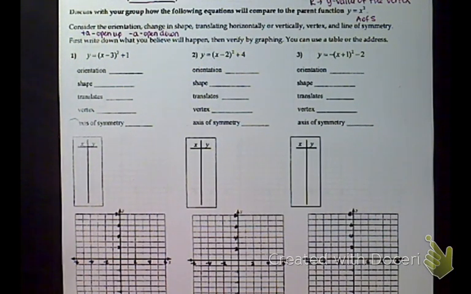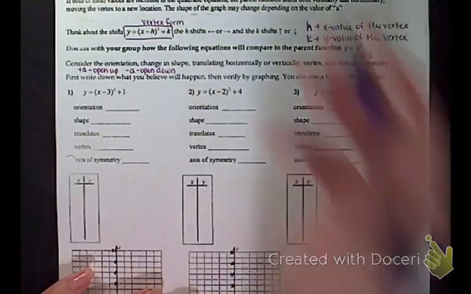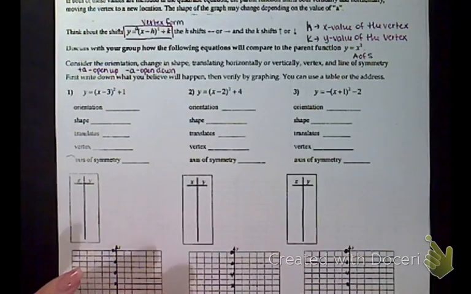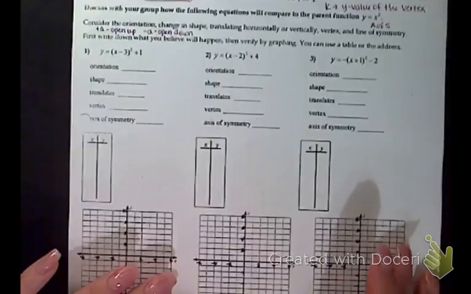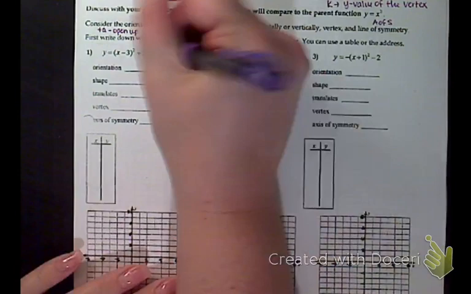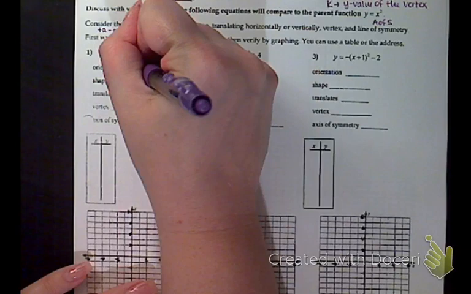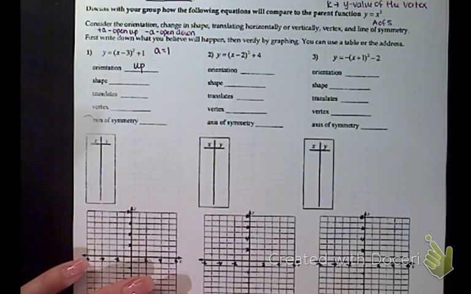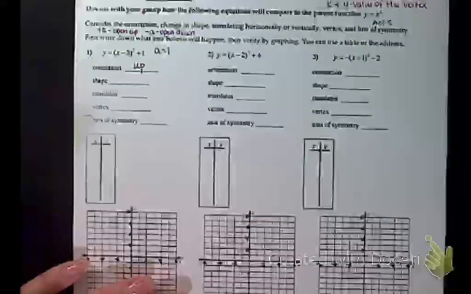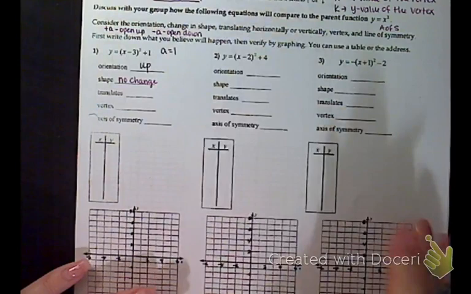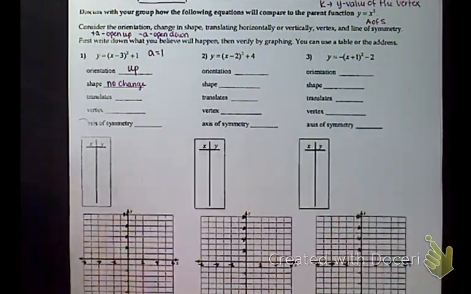So in order to find orientation and shape, we have to know what a is. Now, if we remember up here, there is an a in front of this x minus h squared. There's an a there. So the a in front of this set of parentheses is 1. So if a equals 1, okay, it's positive, so my graph is going to face up. Because it is a 1, there is no change to the shape of my graph. Okay, so I can fill that in pretty quickly.